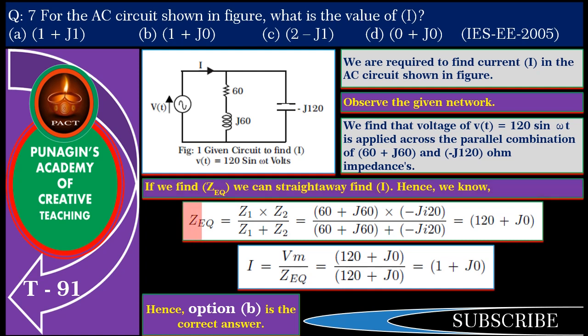Hence, we know Z equivalent is equal to Z1 into Z2 divided by Z1 plus Z2. By substituting the values and solving, we get Z equivalent is equal to 120 plus j0. But I is equal to Vm divided by Z equivalent. By substituting the values and solving, we get I is equal to 1 plus j0 amperes. Hence, option B is the correct answer.